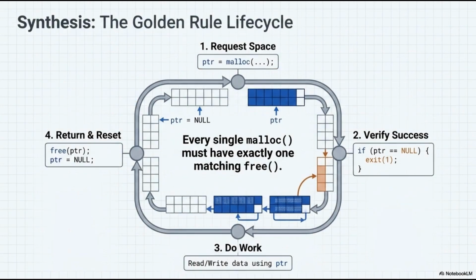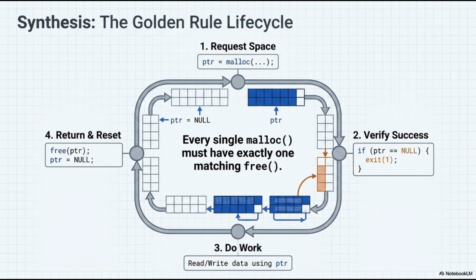To wield this power safely, you have to strictly follow these 4 non-negotiable steps for every single allocation you make. 1. Request the space. 2. Verify the success of that request. 3. Actually do your work. And 4. always end by returning the memory and resetting your pointer. If you skip a step, you are literally inviting disaster.